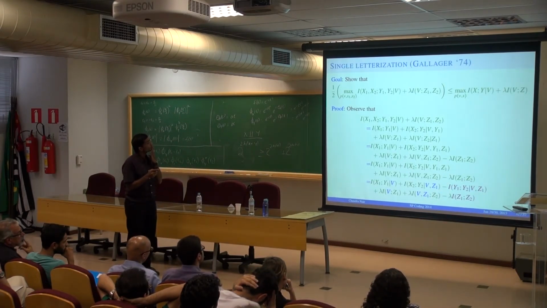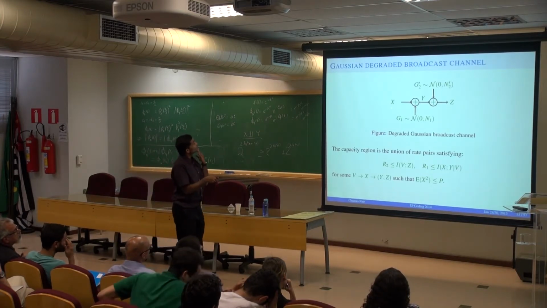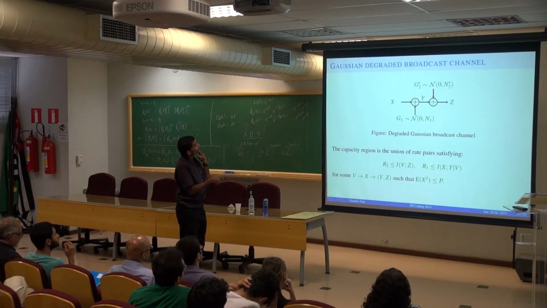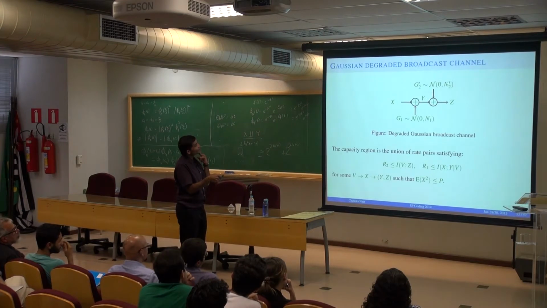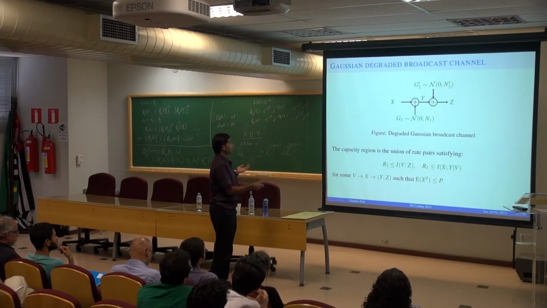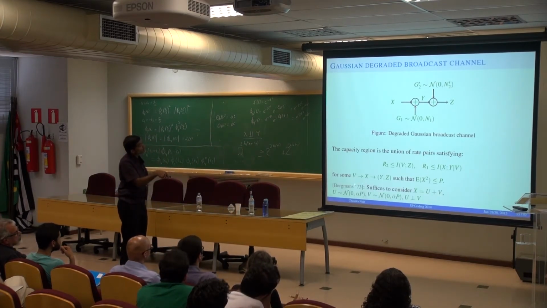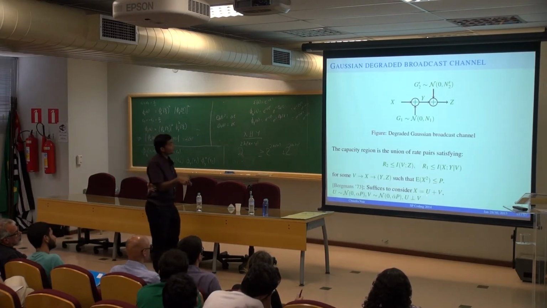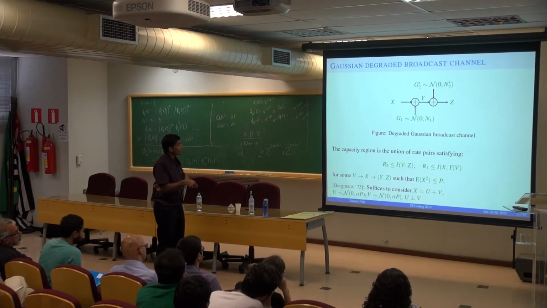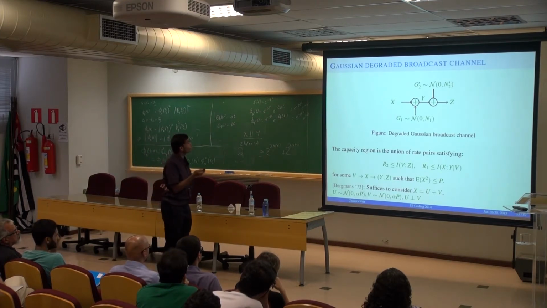Okay, now what do I do? Now what is the Gaussian degraded broadcast channel? You have Gaussian, one receiver receives a noisy version, and the other receiver receives a slightly more noisy version. The capacity I want to show, compared with this, is very easy to show. Bergmans showed, even before Gallager's result, that it suffices to consider X to be U plus V where U and V are Gaussian. That's what we want to show without using any more techniques than we already introduced. Okay, this is what we want to show.